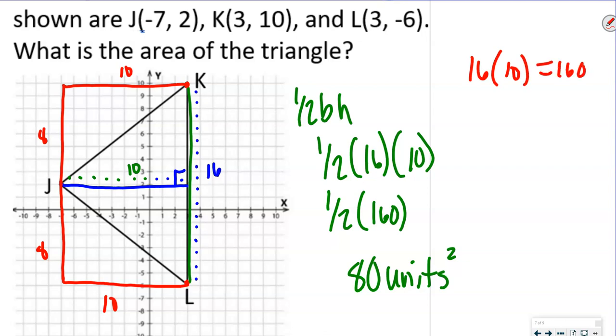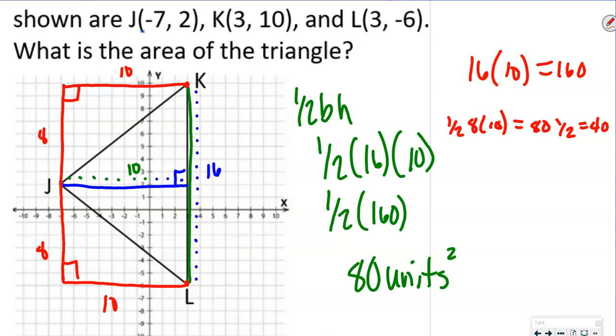Now what we're going to subtract from that are those triangles, okay? So again, our base and our height are going to be one of these, if these create right angles, right? So we're going to do 8 times 10. And that's going to give us 80, right? And take half of that. 1/2 base times height, right? So that's going to give us 40.